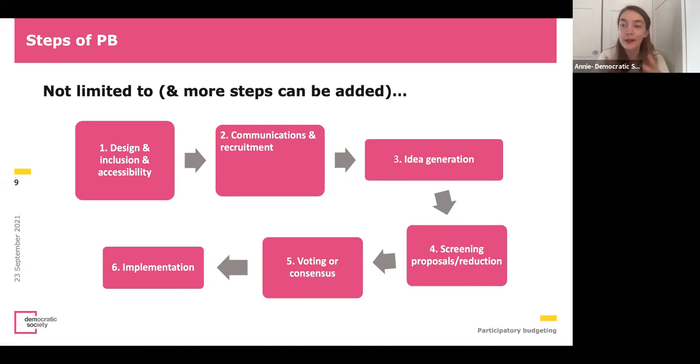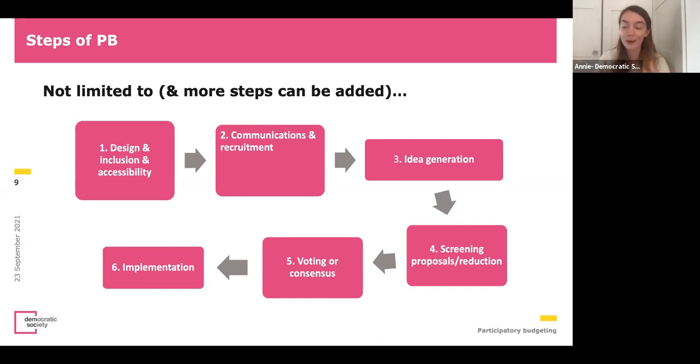Yeah, so setting goals, your theme. You might have a specific theme in mind. It might be a service that you actually want to run a PB process around. A specific budget, thinking about scale. Scale is the size of the budget, whether it's at city level or neighbourhood level. You might want to think about co-design, so how you can bring other people into the design of the process. Setting criteria, thinking about who is eligible to participate. That might be different ages, different groups of people, in different neighbourhoods. The type of idea generation you want to run, the type of voting, the length of the process.